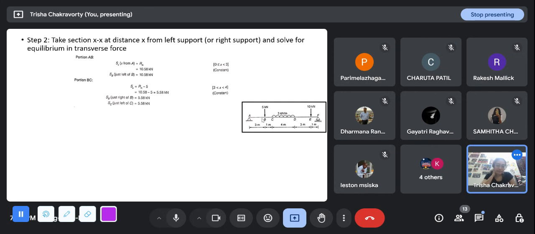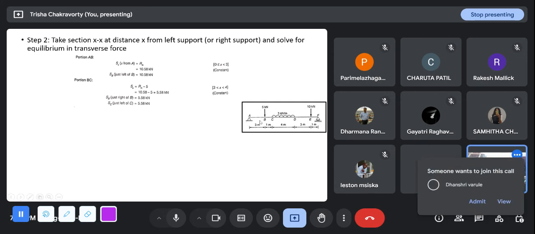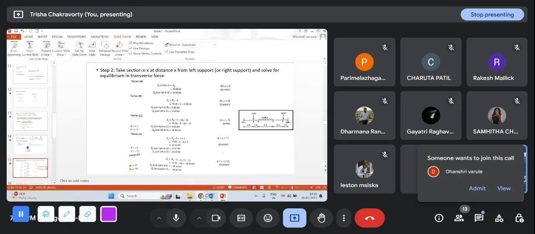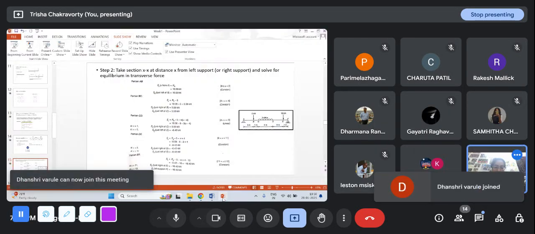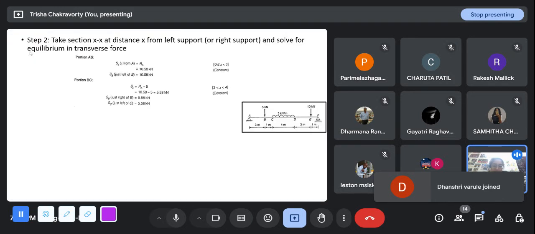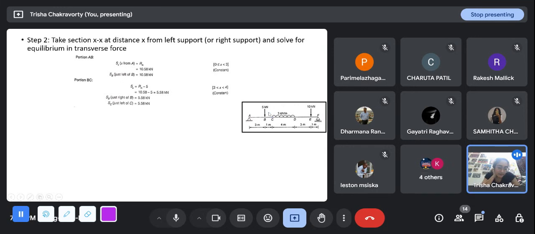Now I have crossed B. Since I have crossed B, I am at a point somewhere here. So when you have walked from this side, you have encountered an upward force of 10.58. Then you have encountered a downward force of 5. So what am I left with? I am left with 10.58 minus 5, 5.58 kilonewton. Again in the positive direction, because I have walked from the left and I have ended up with a positive shear force so far. So SB just to the right of B is 5.58.